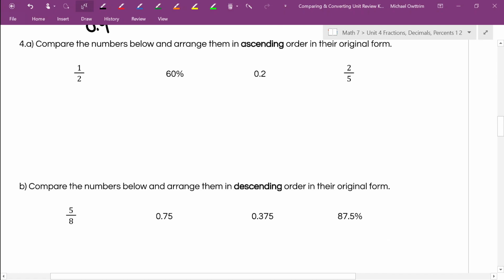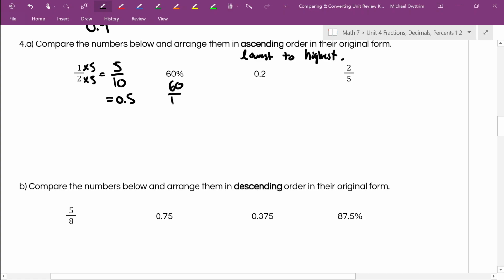Compare the numbers below and arrange them in ascending order. Ascending means lowest to highest, getting bigger. And we need to compare these numbers. I'm going to choose to compare all of these numbers as decimals, since they're all pretty easy to convert to a decimal. I'm going to multiply here by 5 to get 5 out of 10, which is the decimal 0.5.